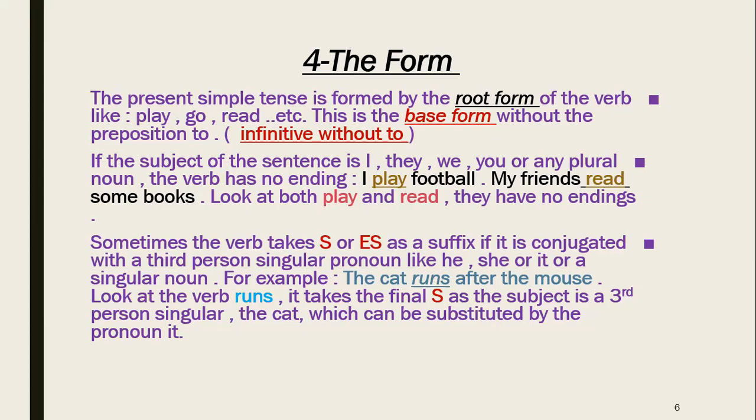But the verb here takes two shapes. The verb may take S or may be without S. That's to say, it may have a final S ending or no S at the end. The verb does not take S as a suffix if the subject is I, they, we, or you. That's to say plural nouns, plural pronouns, and I and you.